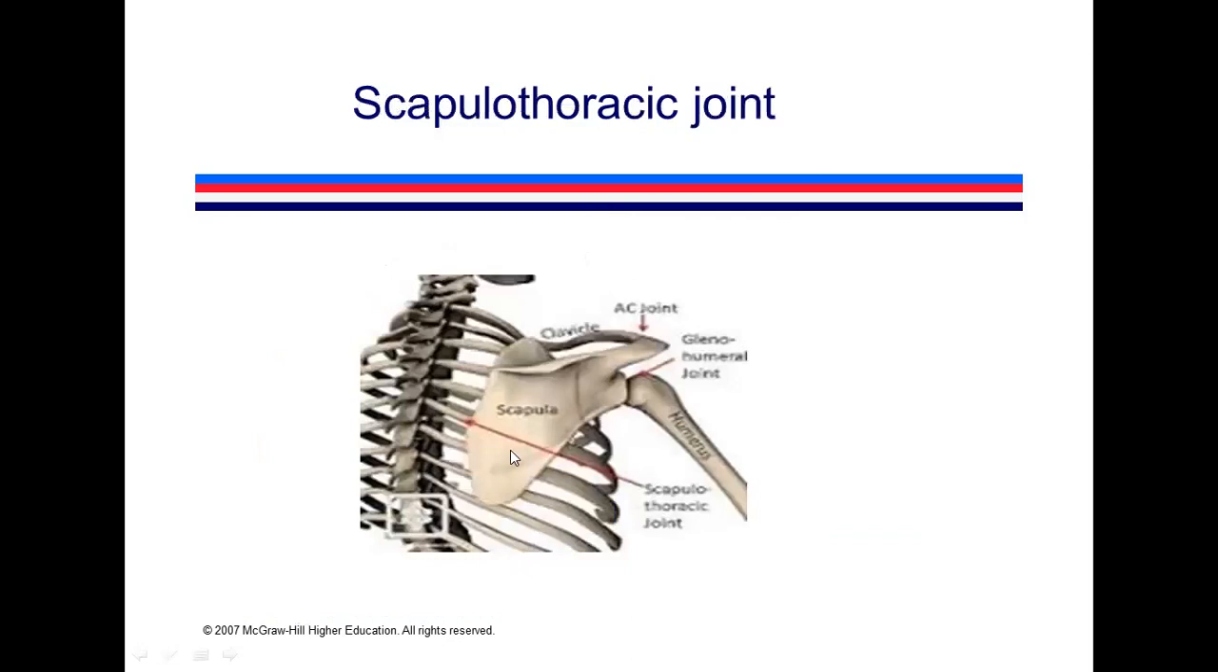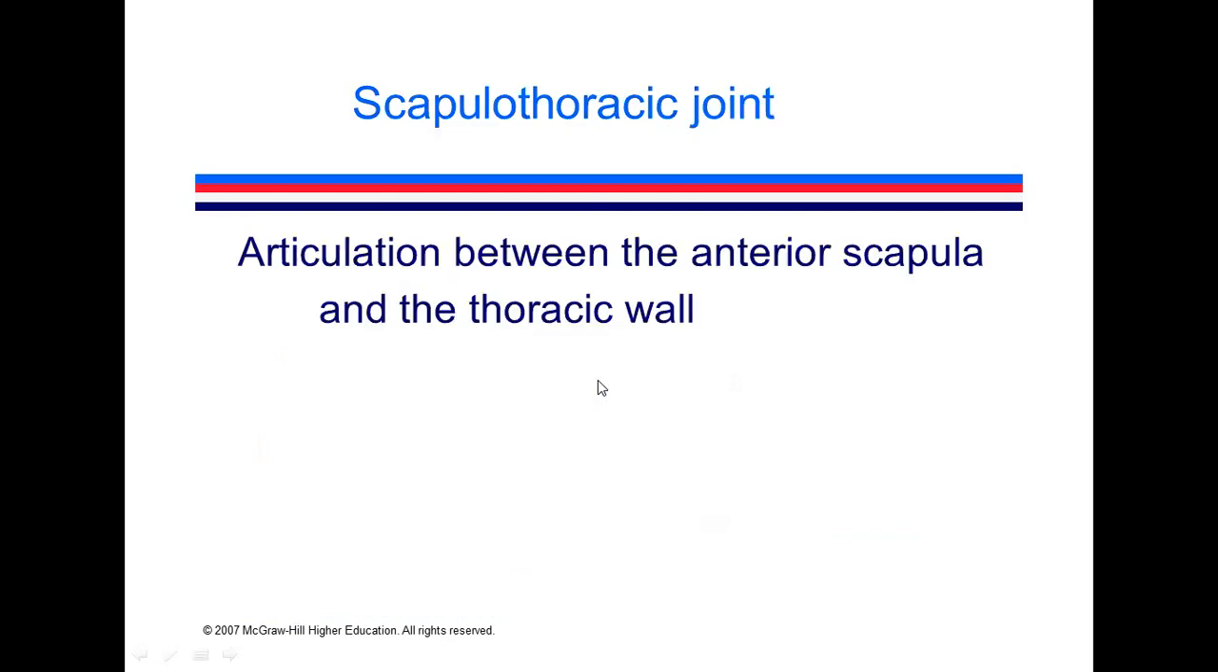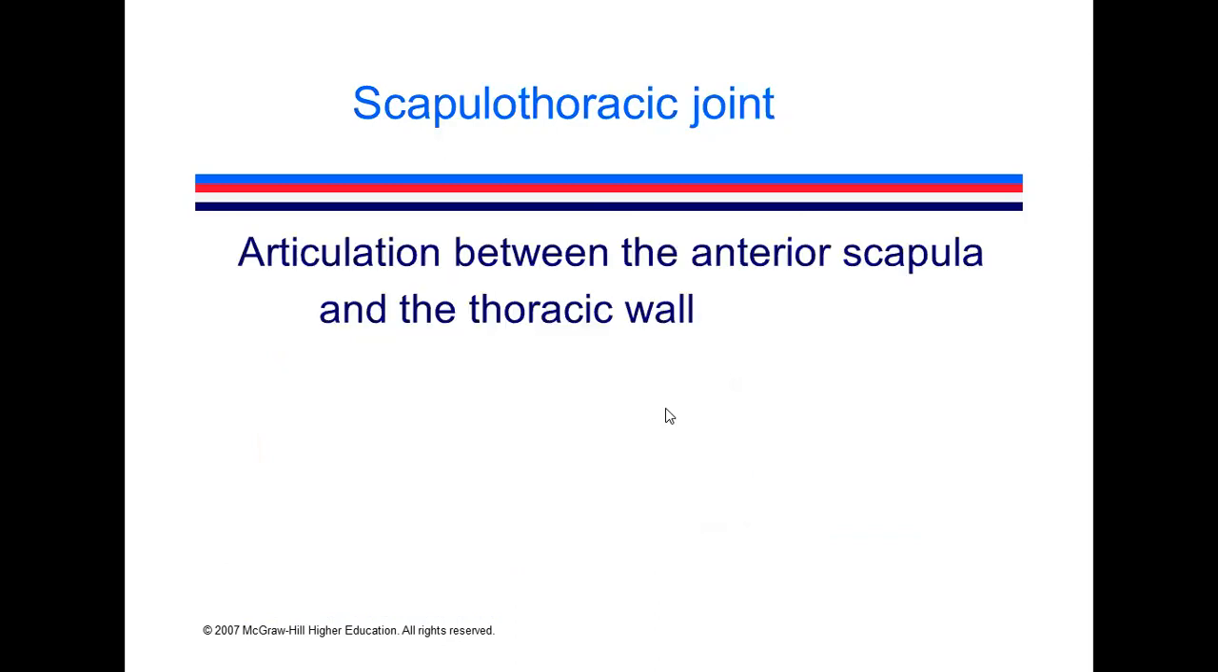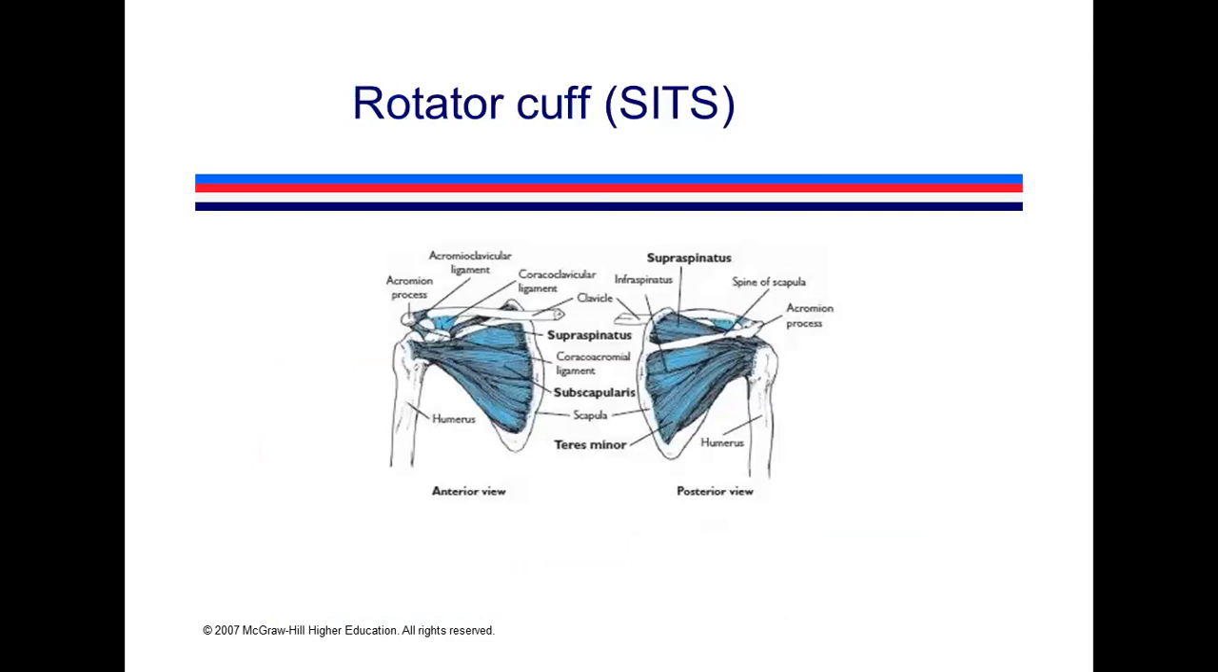Scapulothoracic joint is actually the joint between scapula and thoracic wall. As you can see, this is scapula and this is thoracic wall. The joint between these two is called scapulothoracic joint. So we have studied 5 joints in shoulder complex. Now, the most important muscles in shoulder are rotator cuff. The mnemonic to remember rotator cuff muscles is SIDS: supraspinatus, infraspinatus, teres minor, and subscapularis.